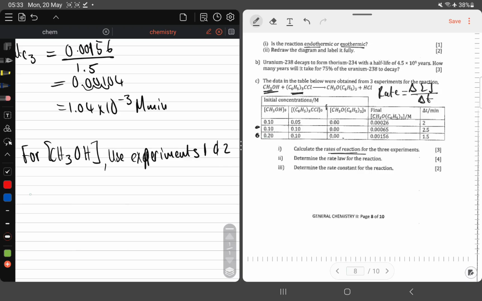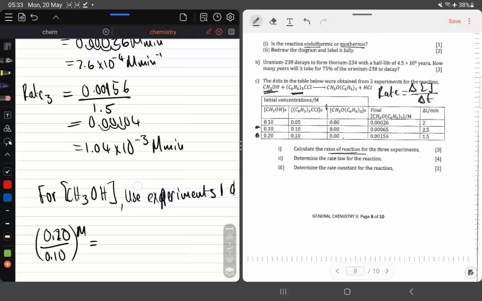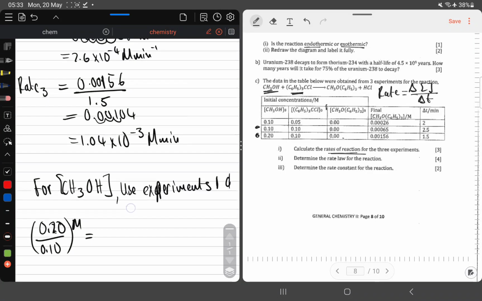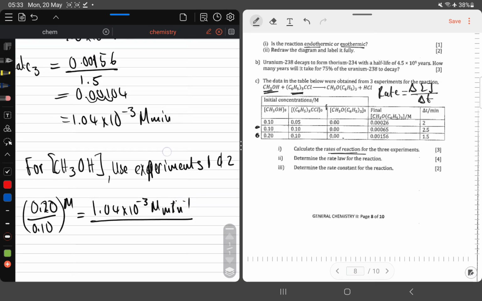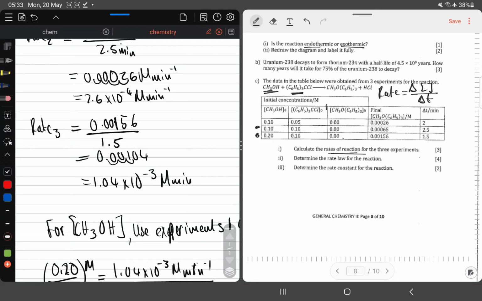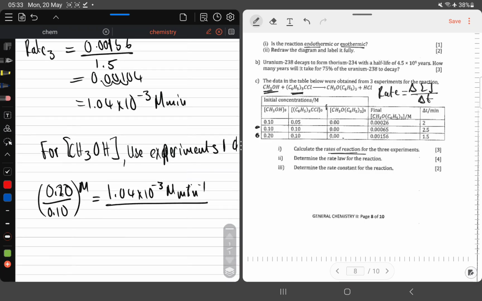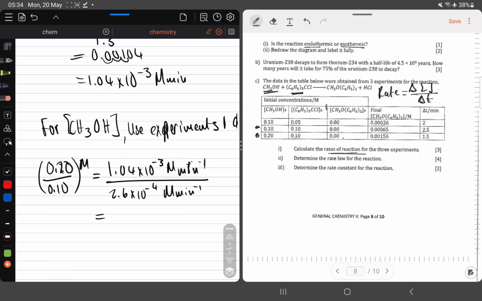The initial concentration in experiment 3, 0.20, divided by that in experiment 2, 0.10, to the power of m is equal to the rate in experiment 3 over the rate in experiment 2. So rate 3 is going to be 1.04 times 10 to the negative 3 molar per minute, divided by rate 2, which is 2.6 times 10 to the negative 4 molar per minute. Okay, and what is it going to be here? This is going to be 2 to the power of m is equal.